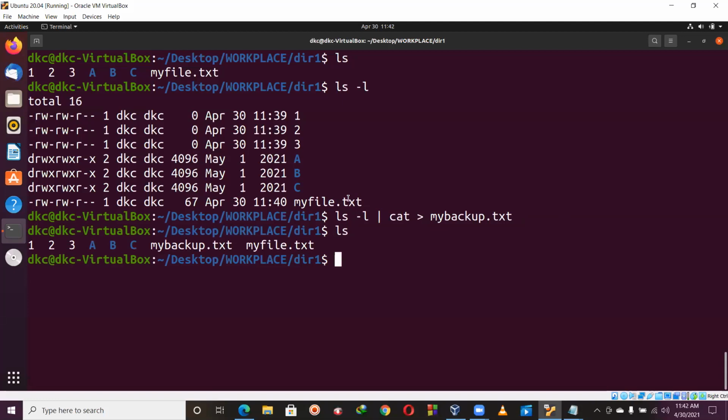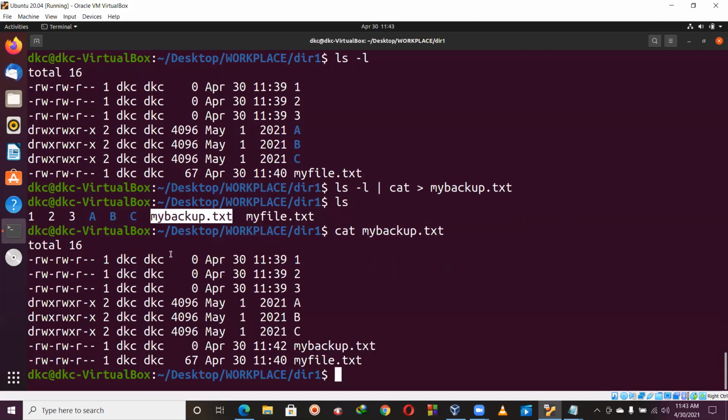Now see here. Do you observe another file? What is the name of this one? My backup.txt. Now see the contents. How to see the contents, guys? cat my backup.txt. Yes. Now see the contents. It contains all the above information or not? It contains the output of ls -l or not? Yes. Understand?